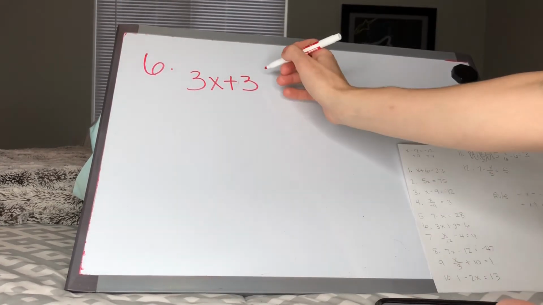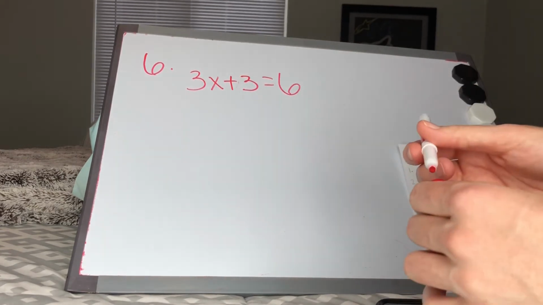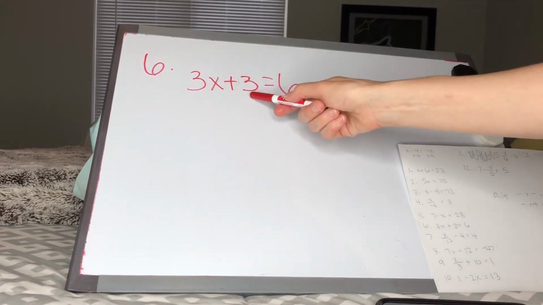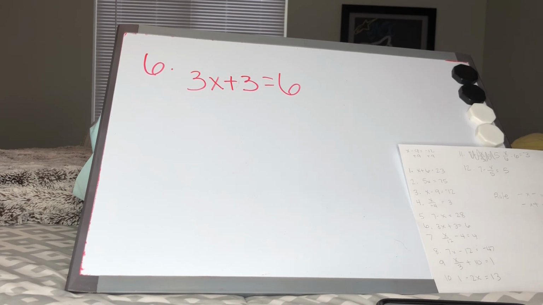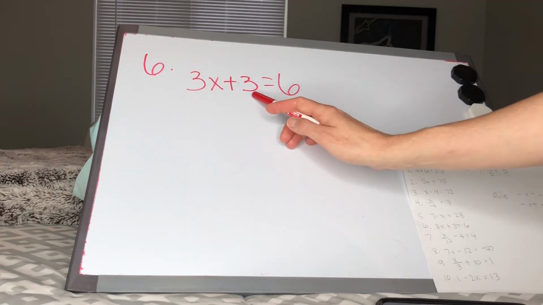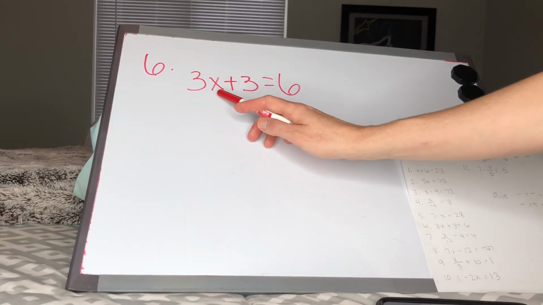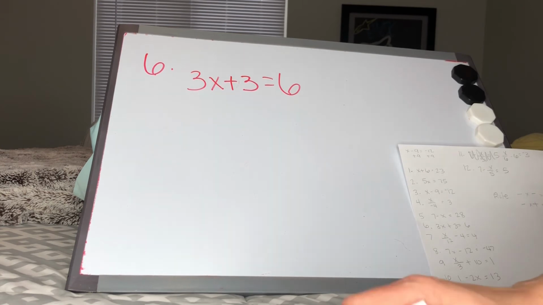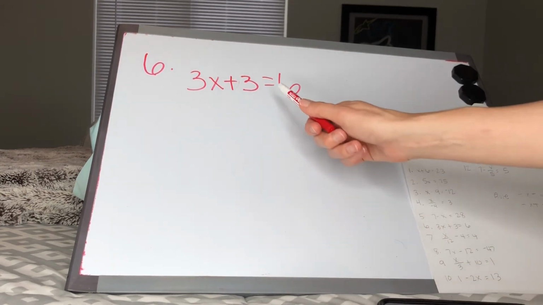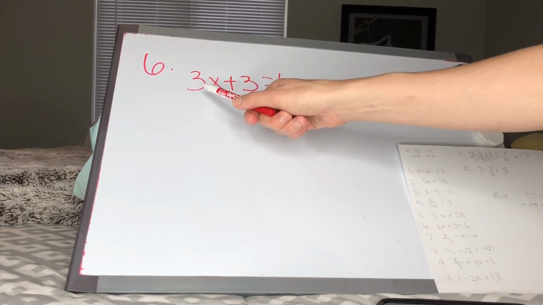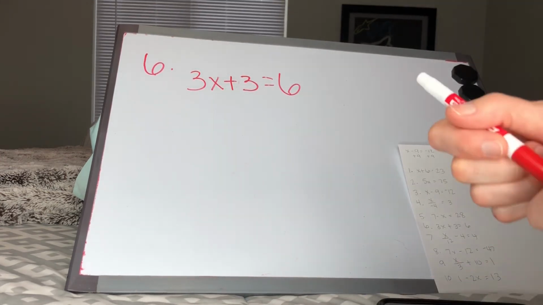3 equals 6. Okay, so now we have 2 sets of numbers. And this is how most of the rest of your problems are. There's 2 sets of numbers. So you need to get rid of the number that is not next to the x first. Okay, so your first rule of this is get rid of the number that is not next to the x.